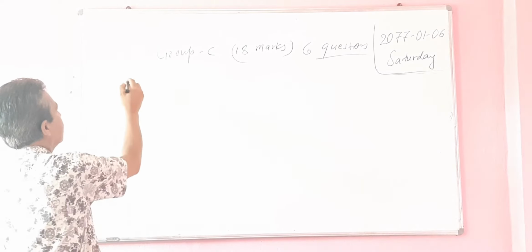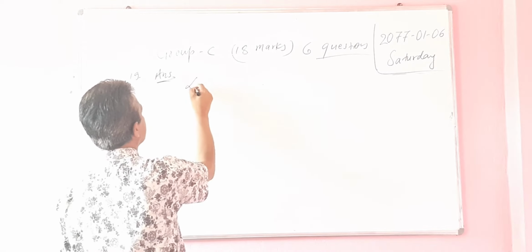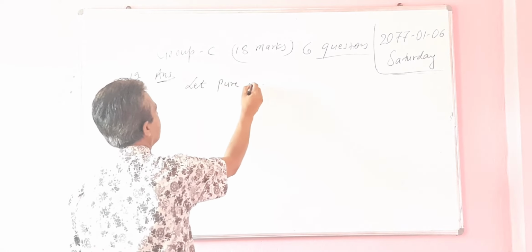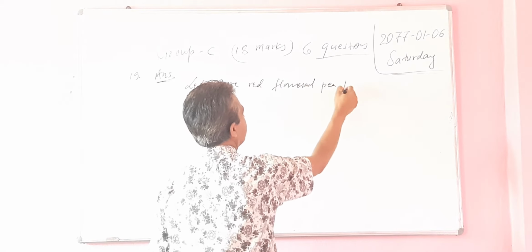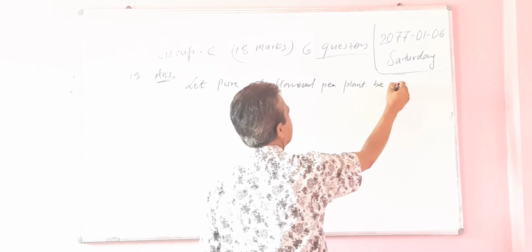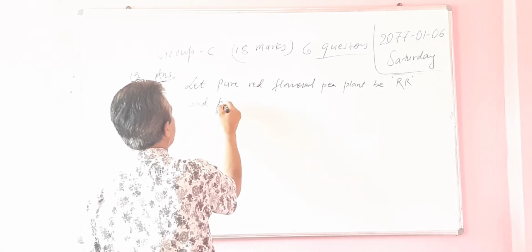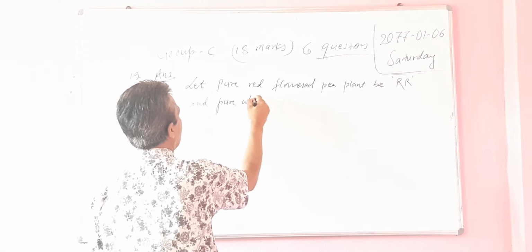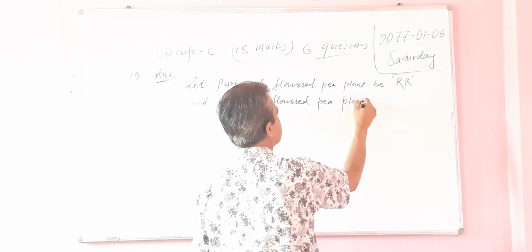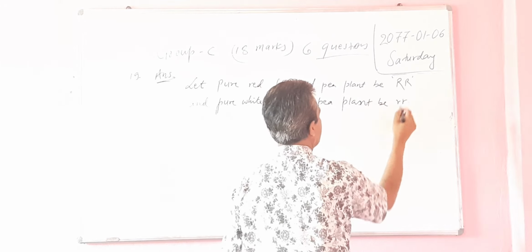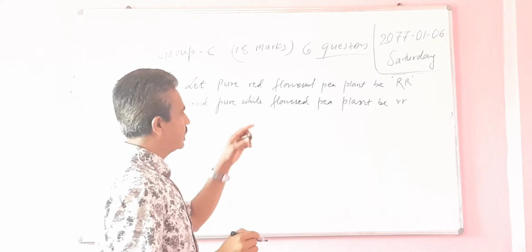Okay, question number 19. Answer. Let pure red flower pea plant be capital R, capital R, and pure white flower pea plant be small r, small r. That is genotype, right? Presence of genes.